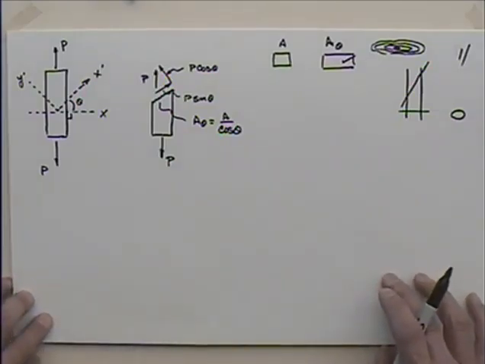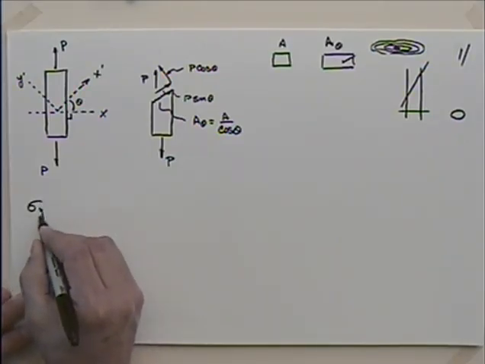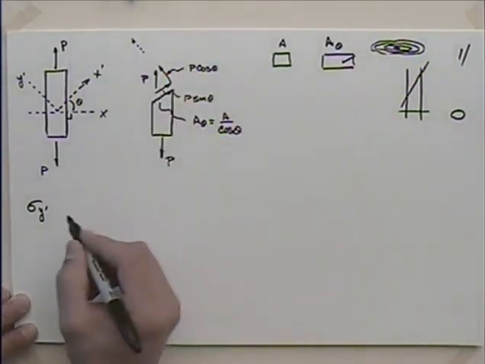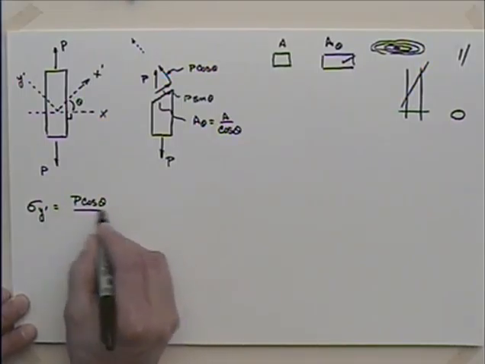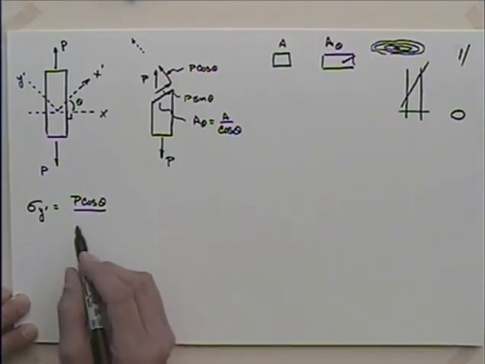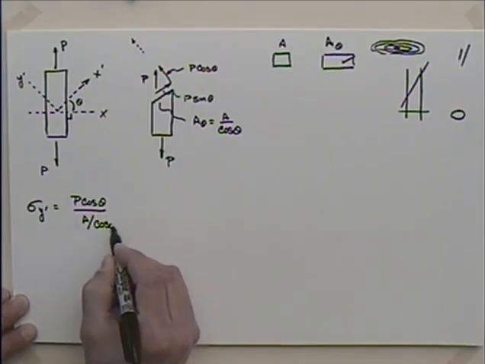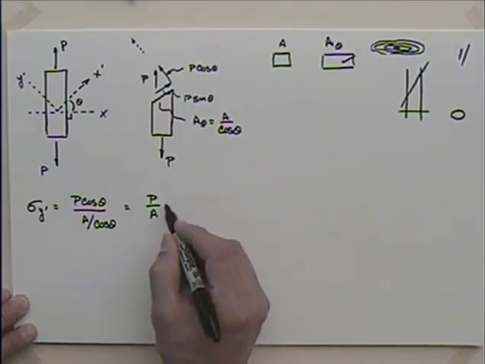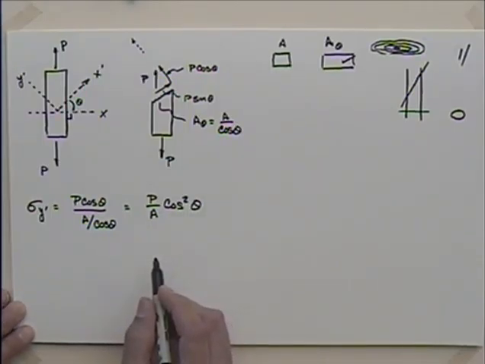So when I look at the stress in the y prime direction, I'm going to talk about sigma in the y prime direction, which is in this direction here. That's equal to P times the cosine of theta divided by the area. Remember, stress is always just force over area, so I take the force, P cosine theta, divided by the area, which we said was now A divided by cosine theta. If I tidy that up a bit, I have P divided by A times cosine squared theta. And that cleans up pretty nicely.